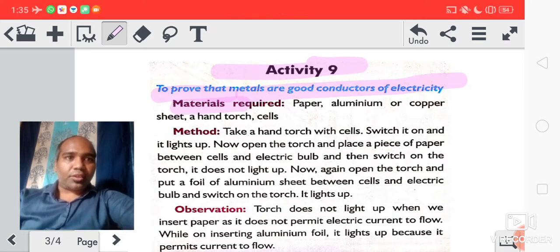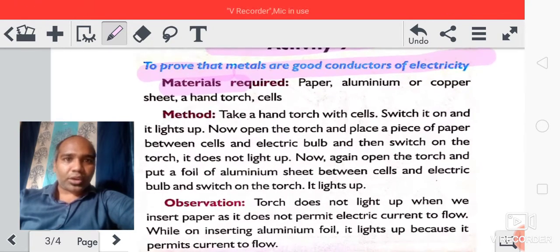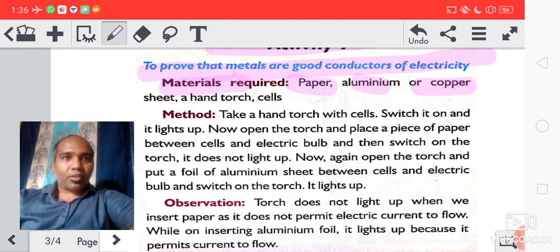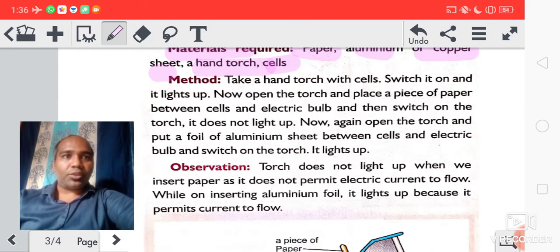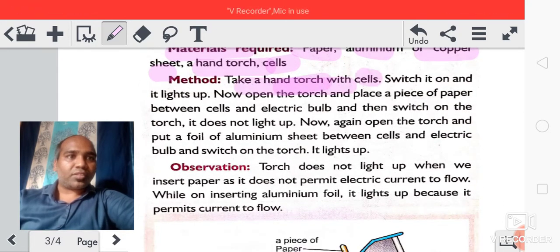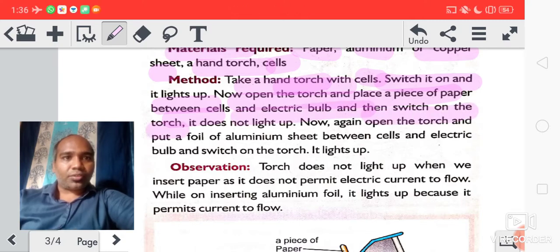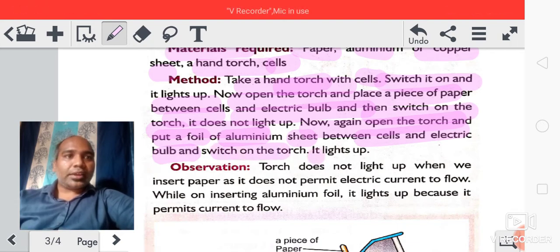Now what are the materials required to do this activity? Paper, aluminum or copper sheet, a hand torch and cells. Then what we'll do: take a hand torch with cells, switch it on, it lights up. Now open the torch and place a piece of paper between cells and electric bulb and then switch on the torch. It does not light up. Now again open the torch and put a foil aluminum sheet between cells and electric bulb. Now switch on the torch, it lights up.